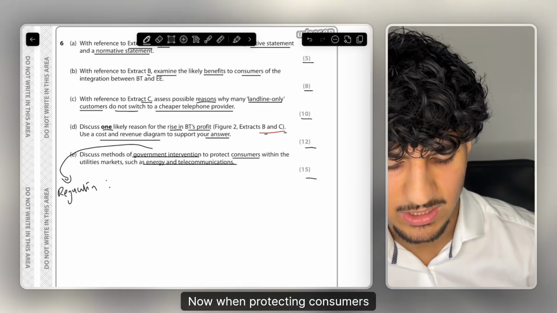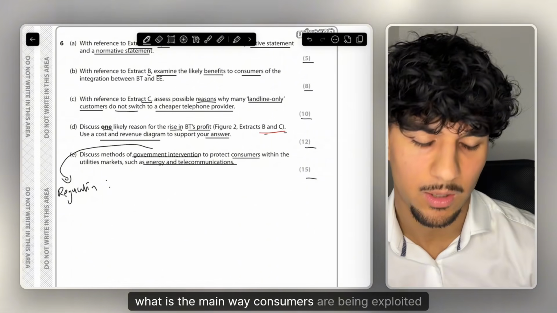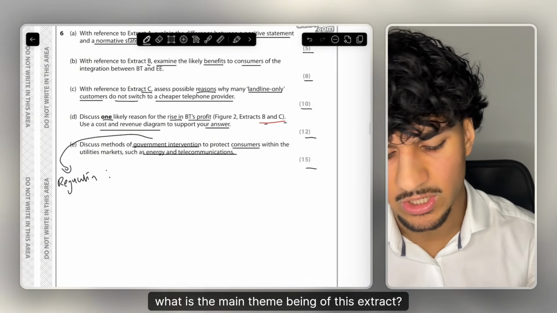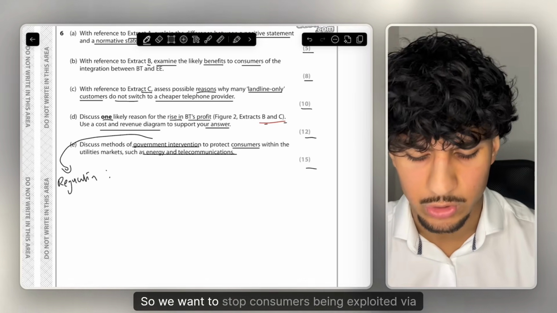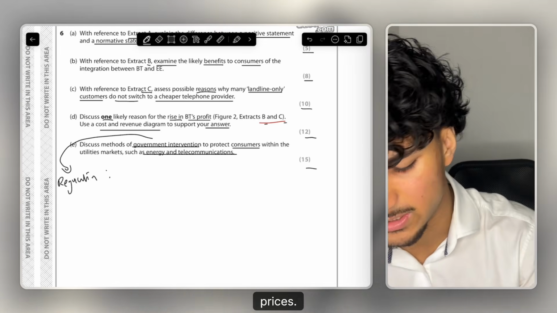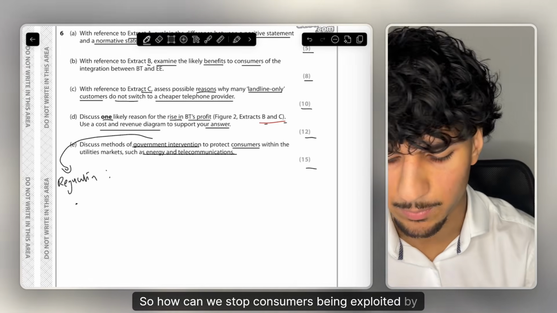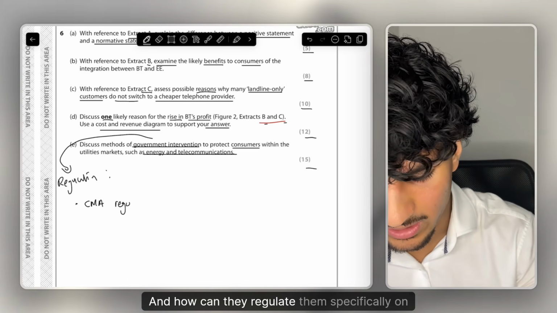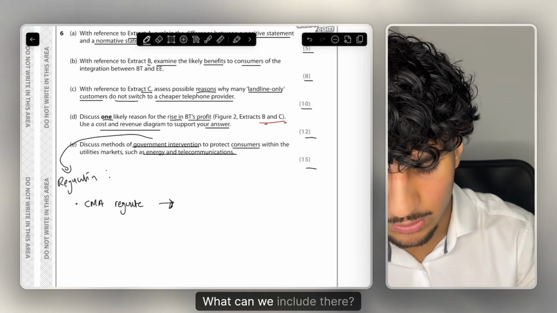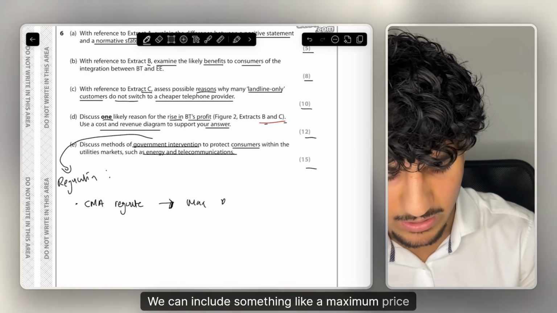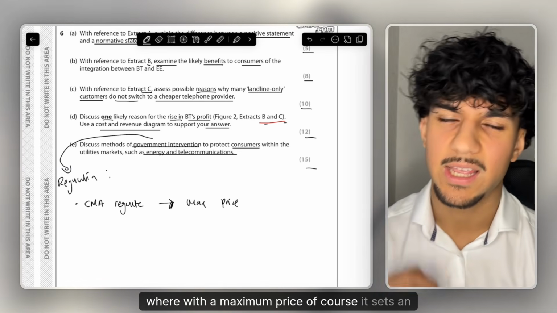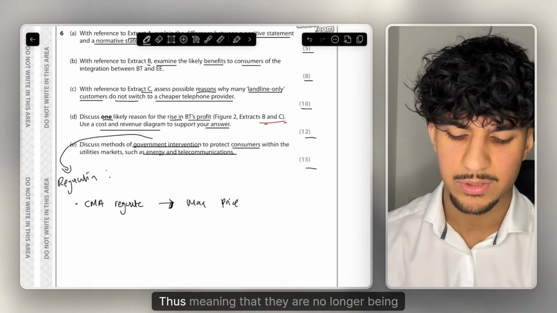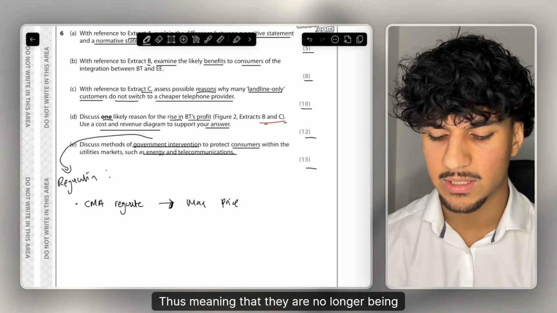Now, when protecting consumers, what is the main way consumers are being exploited in most of these markets? What is the main theme of this extract? Of course, it's prices. So we want to stop consumers being exploited via prices. So how can we stop consumers being exploited via prices? Of course, the CMA can regulate them. And how can they regulate them specifically on price? What can we include there? We can include something like a maximum price, where with a maximum price, of course, it sets an upper limit to how much firms can charge consumers, thus meaning that they are no longer being exploited.